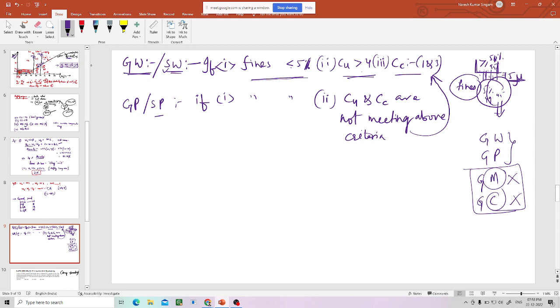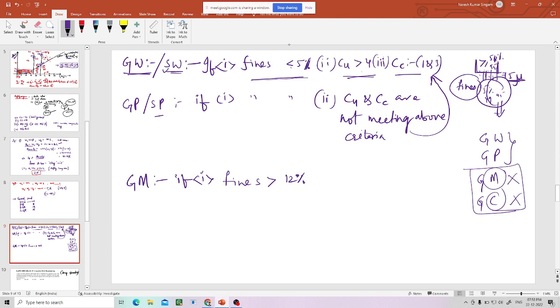Now another one is GM, and that is silty gravel. In this case, fines should be more than 5%, but it's not just greater than 5%. The thing is, if fines are greater than 12%. I'll talk about what to do if they fall between 5 and 12 later. But if fines are greater than 12%.